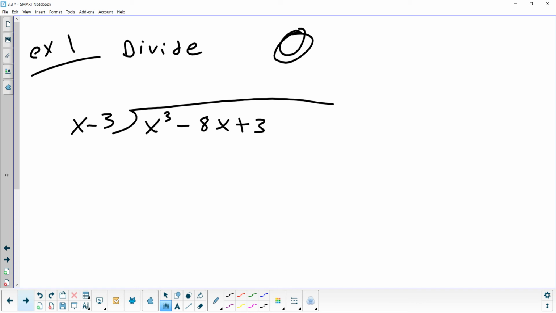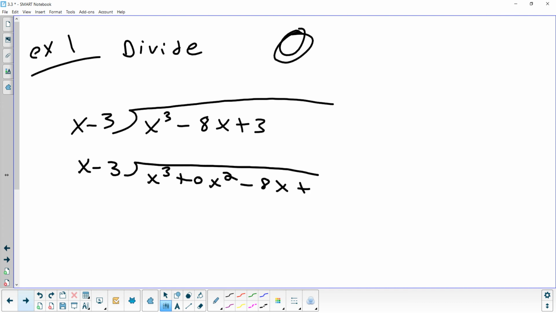Add in 0x squared. Yep, so we're going to have x minus 3 on the outside, and we'll have x cubed, 0x squared, minus 8x plus 3. Okay, now we're ready to do it. So if you look at your notes, step 2 says take the first term of what's on the outside and divide it into the first term of what's on the inside. So we're going to divide x into x cubed.